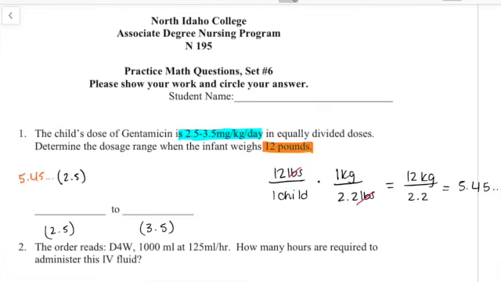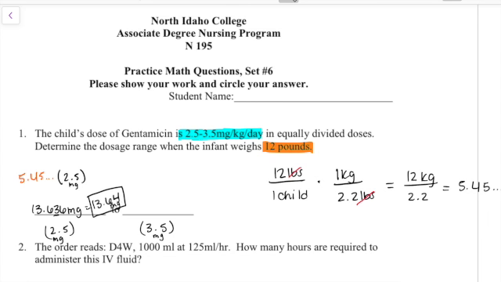13.636 milligrams. Label everything. And then we are going to round it to the hundredths spot, so that equals 13.64 milligrams.